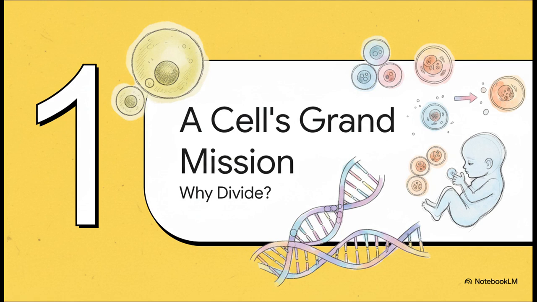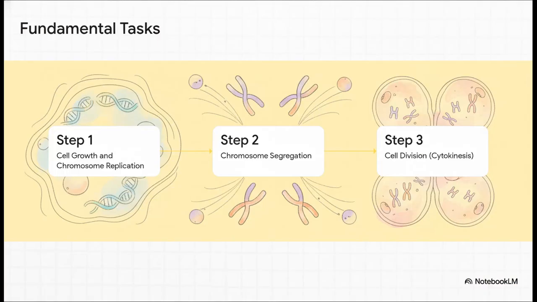So, you might be asking, why does a cell go through all this trouble in the first place? Well, for a little single-celled guy like yeast, this cycle is how it creates a whole new organism. But for complex creatures like us, it's the engine of life itself. It's what powered our growth from a single egg, and it's constantly working to replace old cells. But no matter the organism, the mission is always the same: pass on that genetic blueprint to the next generation and do it flawlessly. To pull this off, every single cell has to absolutely nail three fundamental tasks, and it has to be in this exact order.